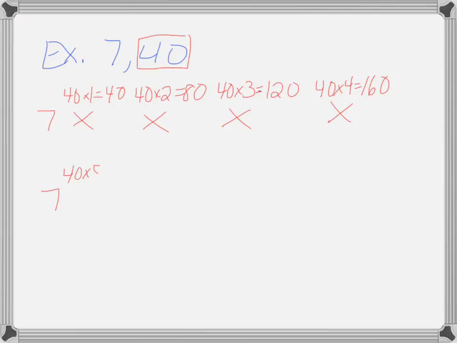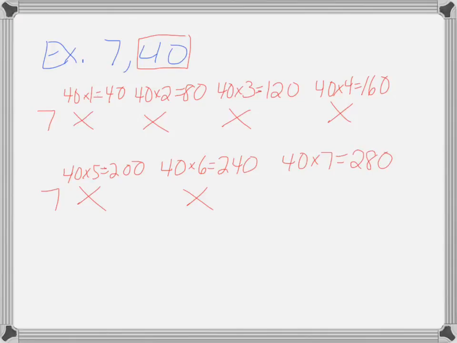40 times 5 is 200. Divided by 7 does not come out even. 40 times 6, 240. Still no. 40 times 7 is going to have to work because of the 7. 40 times 7 is 280. That does divide evenly by 7. So our winner is 280. That's the least common multiple.